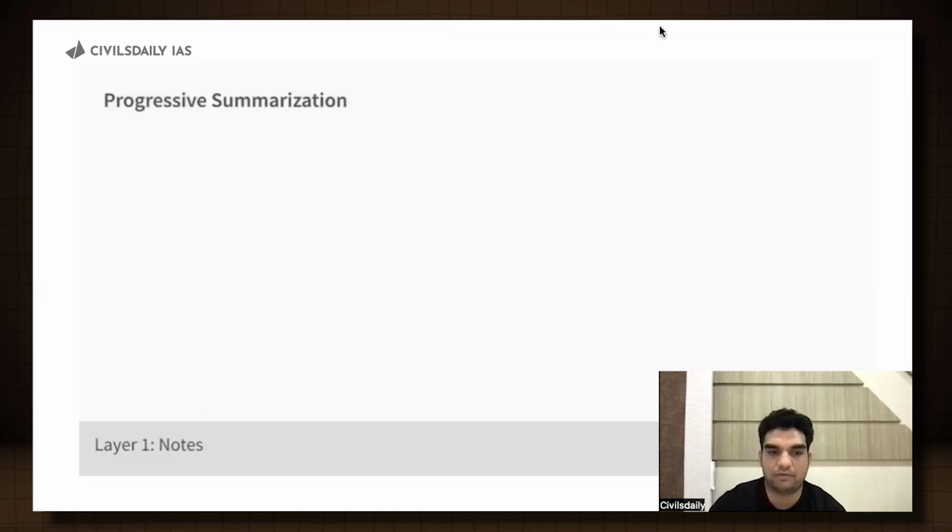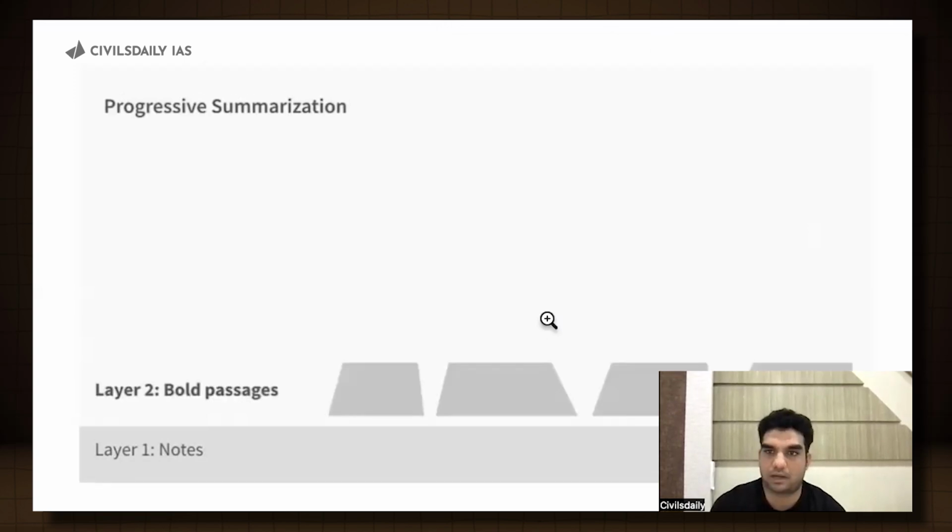Now, once you are done with your layer one, comes layer two. Now you have an A4 paper. Okay. So you're highlighting or making things bold. If it is digital, then you're making that line bold. And what are these lines? Which lines should you make bold and highlight? Can someone answer? On what basis are you making particular lines in your notes bold or highlighted?